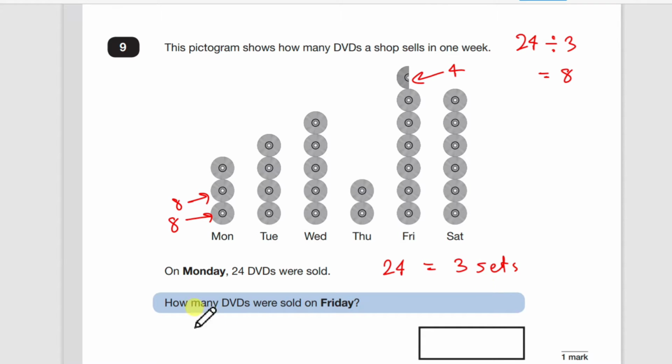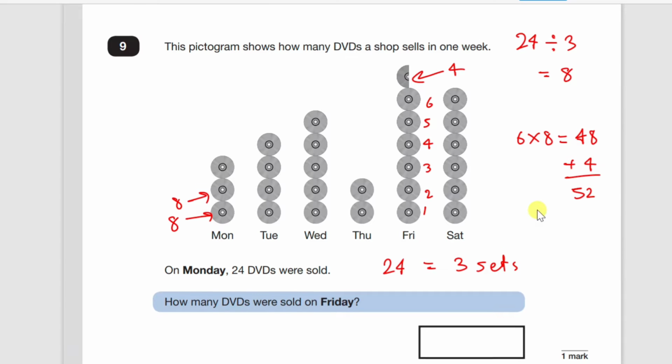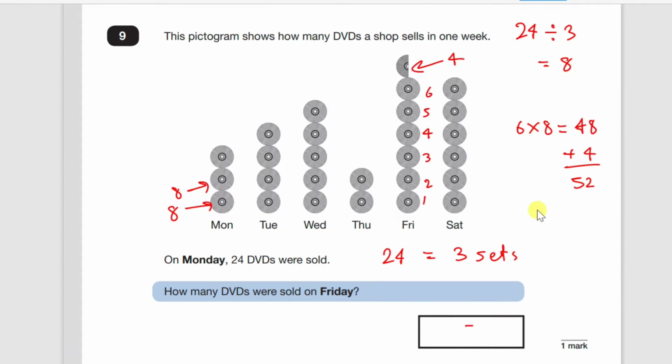Now the question wants us to know how many DVDs were sold on Friday. So let's count, yeah? How many full discs there were. So we've got 1, 2, 3, 4, 5, 6. So we can do 6 times 8 firstly. Well, 6 times 8 we should be able to try and work out in our head. It should give us exactly 48 plus the extra 4. That gives us 52. So altogether there were 52 DVDs sold on Friday. Quite a lot.